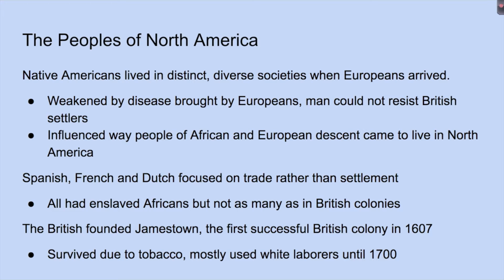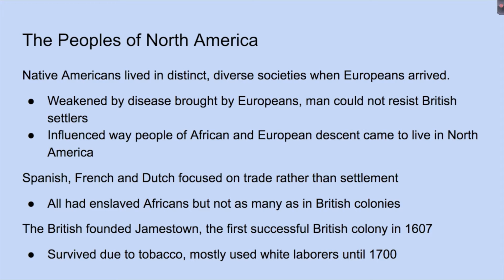Whenever the Europeans started to colonize the New World, as we know, there's going to be Native Americans that already live and thrive on the continent. They lived in distinct, diverse societies when the Europeans arrived. Once the Europeans showed up, as we learned in our last lesson, they're going to be weakened by disease that was brought by those Europeans. And so then they weren't able to resist when the British settlers come in the Chesapeake region, for example. It's also going to influence the way people of African and European descent come to live in North America. You are always going to see components of interactions with Native Americans and white colonists, slaves, different groups.